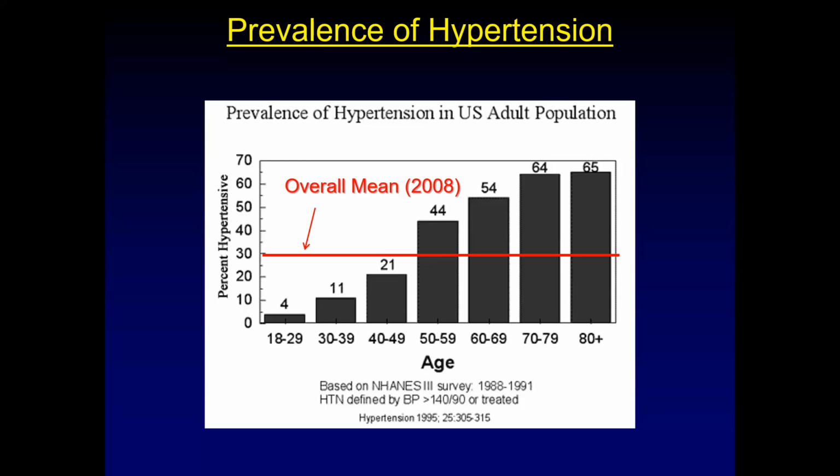But what I want you to know is the average is really driven by these older individuals, what we call a bimodal distribution. Young people are not hypertensive, and practically all older people are hypertensive. Okay? This is driven by the fact that it takes a long time for atherosclerosis to develop. That's why it takes a long time for hypertension.